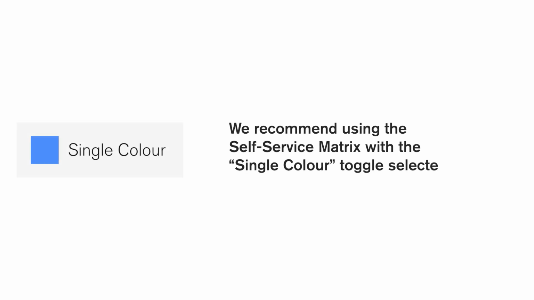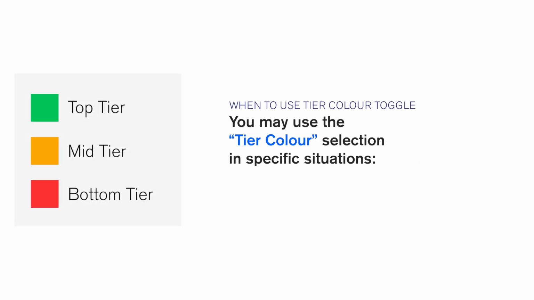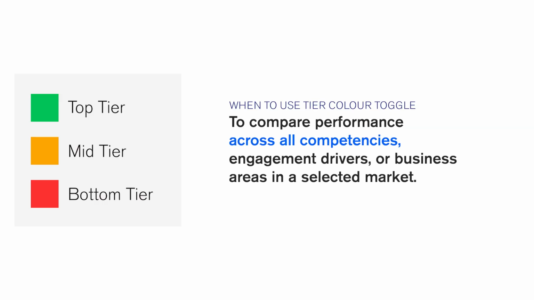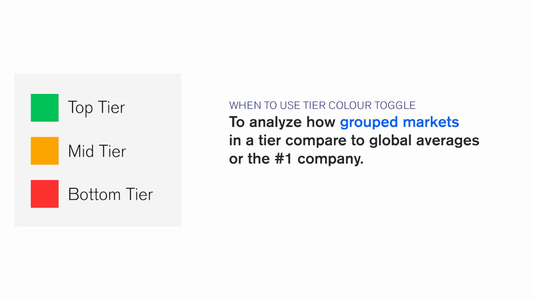We recommend using the self-service matrix with the single color toggle selected. You may use tier color selection in specific situations. First, to understand tier performance across all markets for one competency. Second, to compare performance across all competencies, engagement drivers, or business areas in a selected market. And third, to analyze how grouped markets in a tier compare to global averages or the number one company.